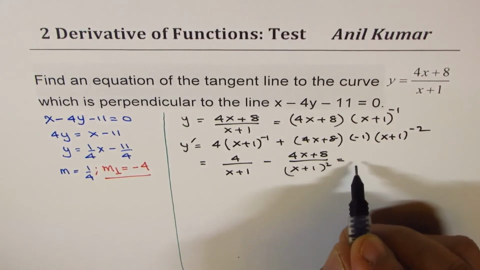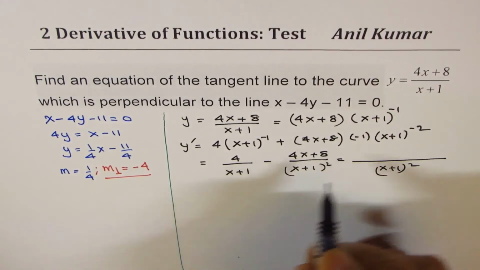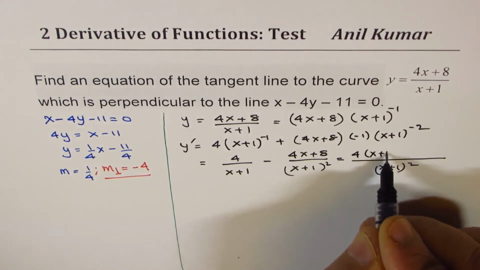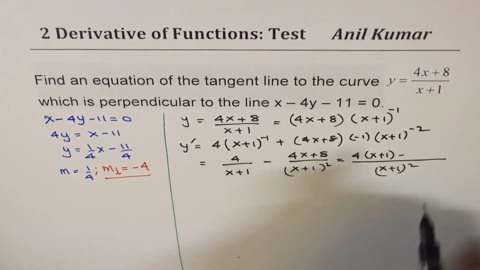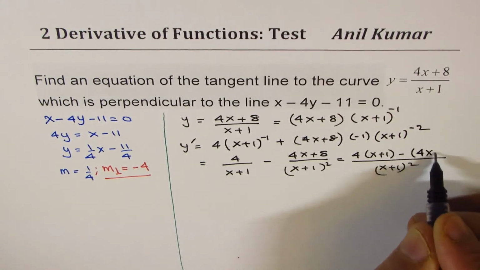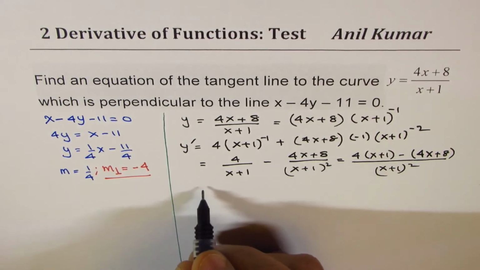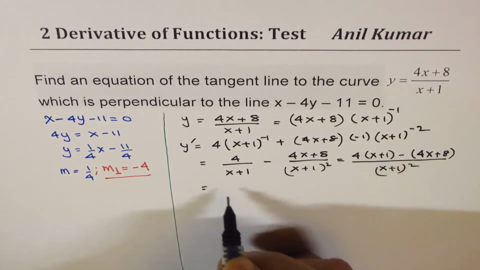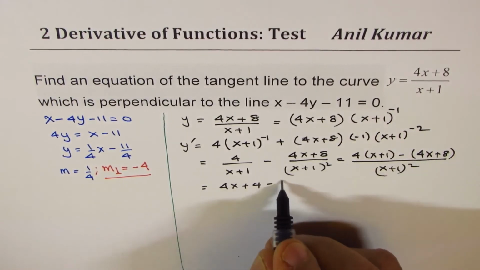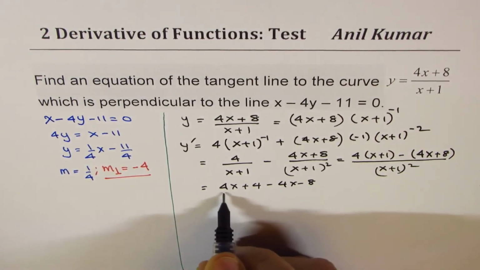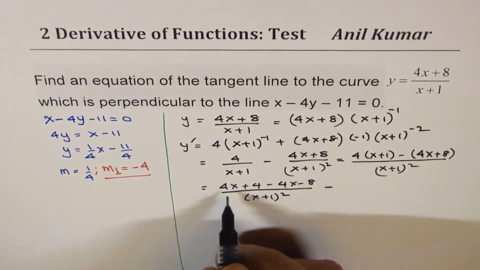Now you can take the common denominator, which is (x plus 1) whole squared. We get 4 times (x plus 1) minus, multiplying these, (4x plus 8), which I'll write in brackets. Okay. Now let's open the bracket. So we get 4x plus 4 minus 4x minus 8 over (x plus 1) whole squared.